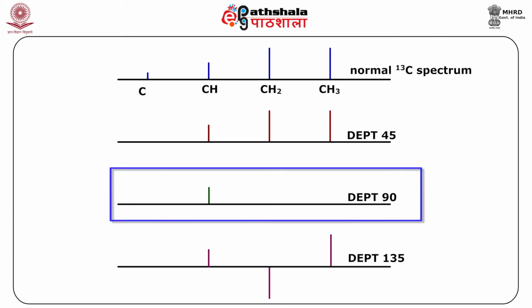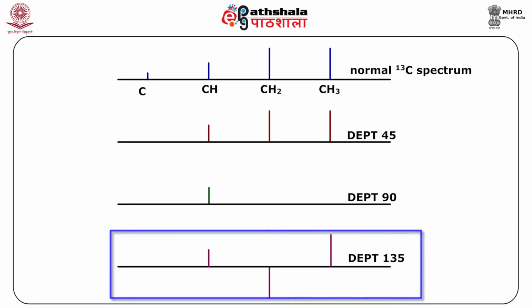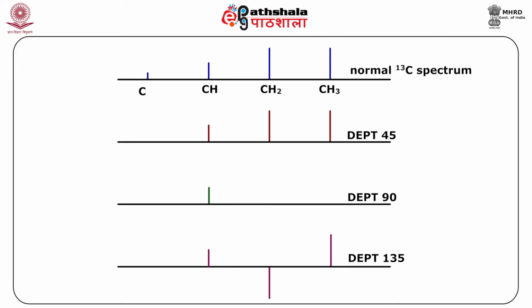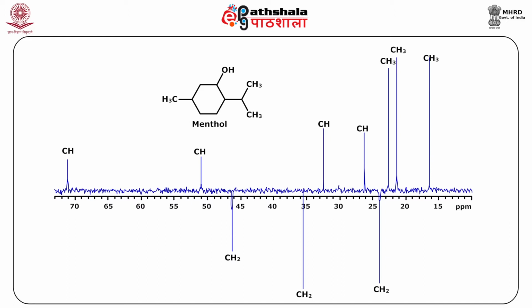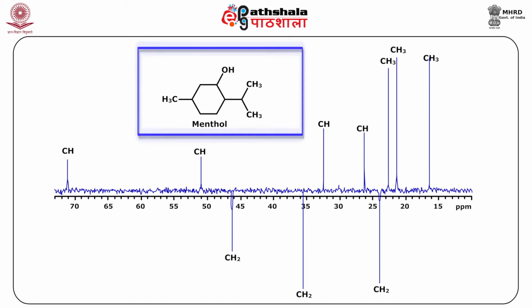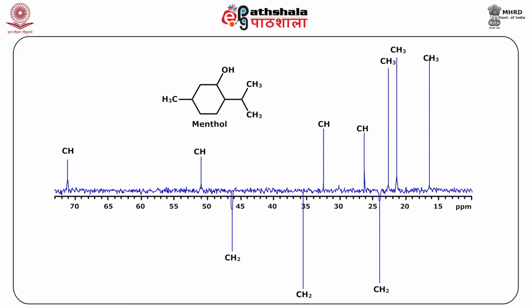DEPT 90 spectrum shows only CH carbons, whereas DEPT 135 shows positive CH3 and CH and negative CH2 signals, and this you can see as they are shown in this particular figure. For example, in the DEPT 135 spectrum, as you can see here, 7 signals are positive due to 4 CH groups and 3 methyl groups, whereas 3 signals for 3 CH2 groups are negative, as you can see in this figure.